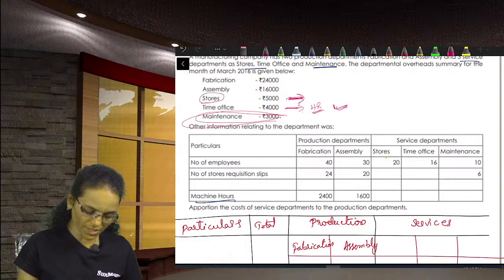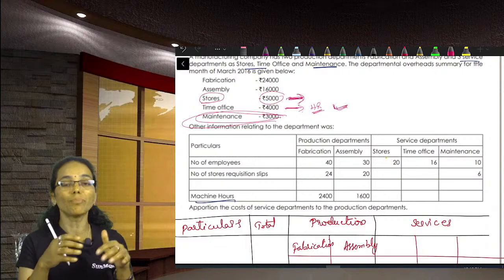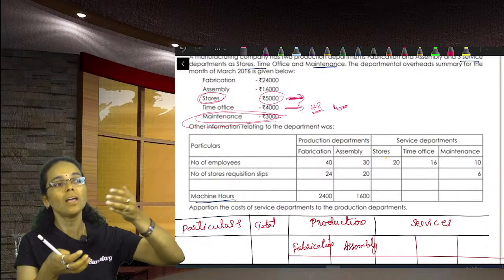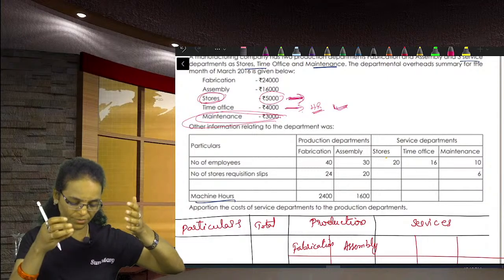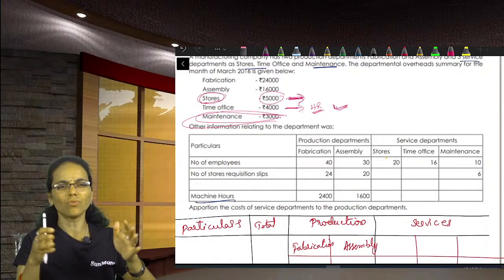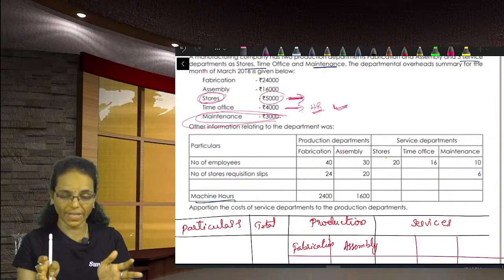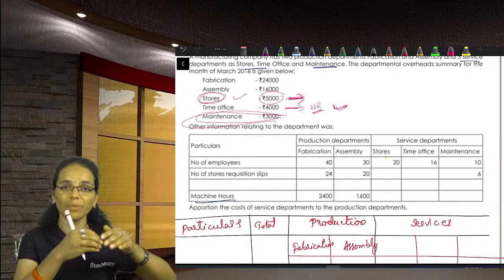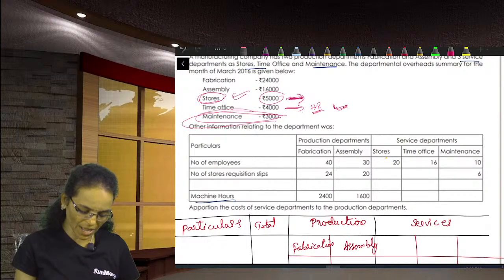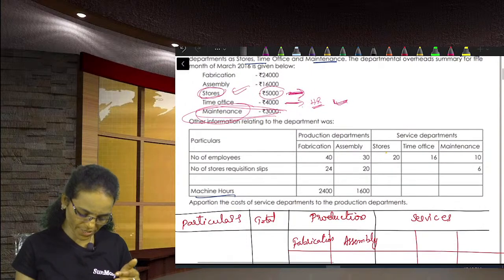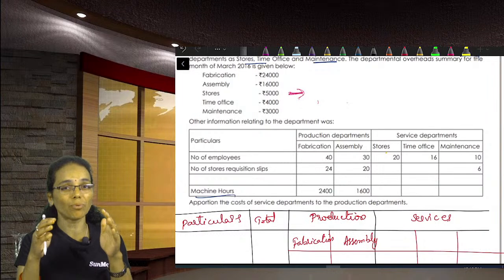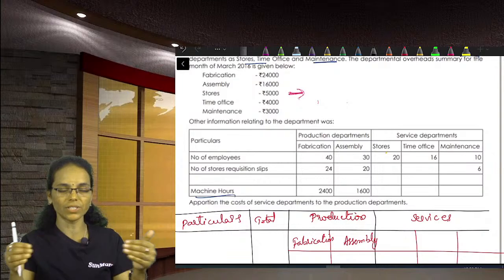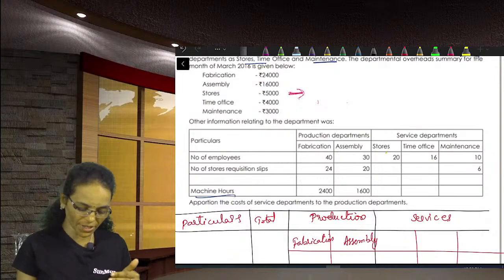Next one, stores. Stores is the one for the production department. If it is a production department, it is consuming the material from the service department. Stores will be holding the store material. As and when there is a requirement in the production department, the stores department will provide the material to them. And the last one is maintenance. So the department which is providing services to the highest number of departments should be allocated first, then the next highest, then the next least.